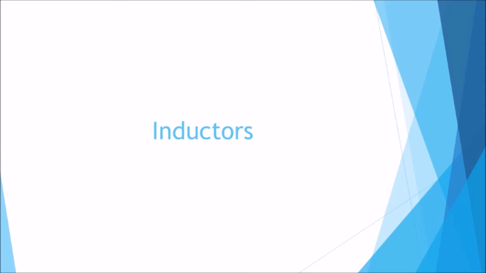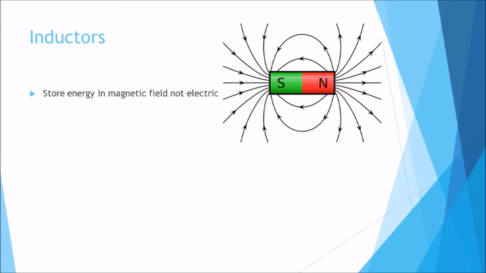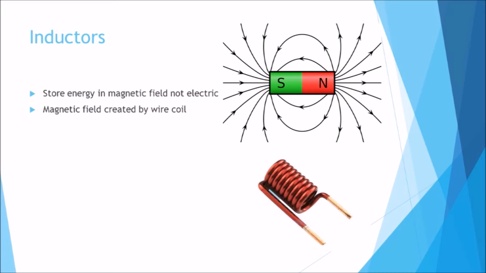Inductors are similar to capacitors in the sense that they store energy, but instead of an electric field, an inductor uses a magnetic field created by a wire coil to achieve this. The way an inductor functions is very similar to that of a capacitor, in that as current flows into the inductor, it stores energy in the form of a magnetic field.